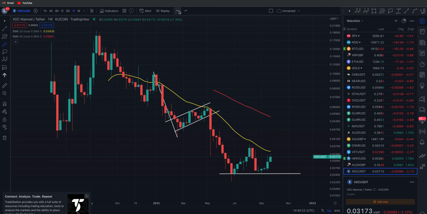Okay, because we've met the bear flag target. As I said, you came in for this correction, you had the bear flag, and then you had the bear flag target down here. We've met it, run into the 20, but we've come back and held a higher low. We haven't done that previously.